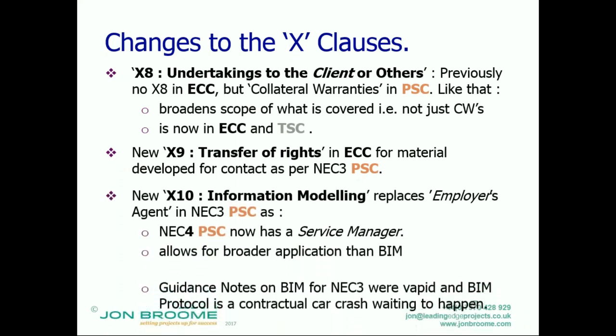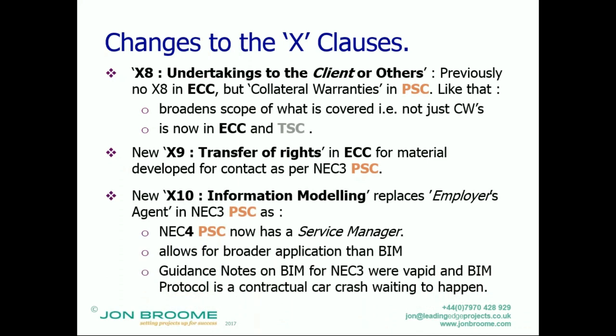There's a new X10, which is called information modeling, and it replaces employer's agent in the NEC3 professional services contract. Now, first of all, in the professional services contract, you used to have an employer's agent who effectively did the role of the project manager in the engineering construction contract, the service manager in the term service contract. NEC4 professional services contract now has a service manager.